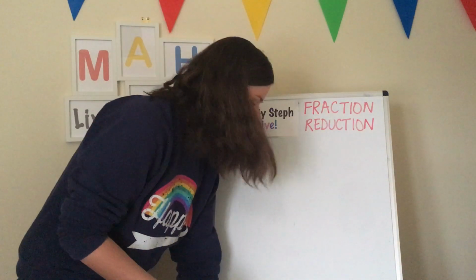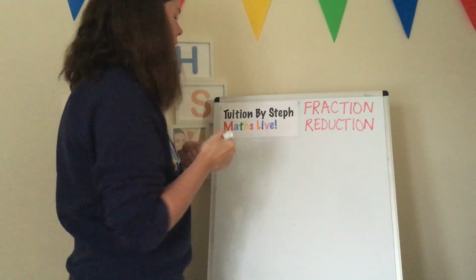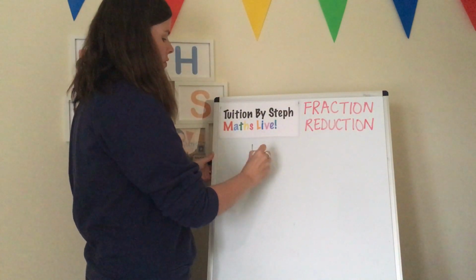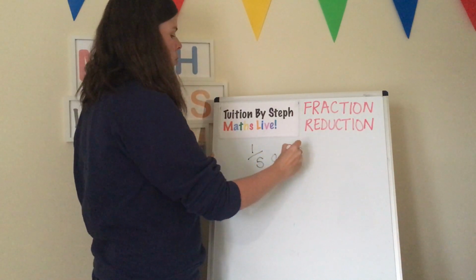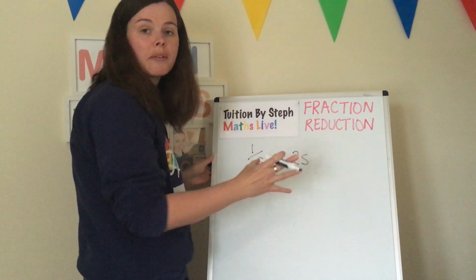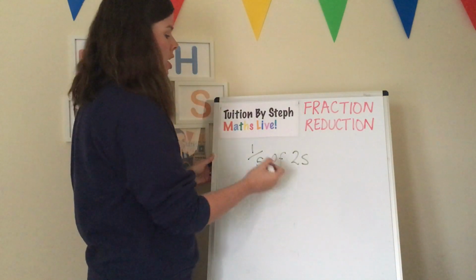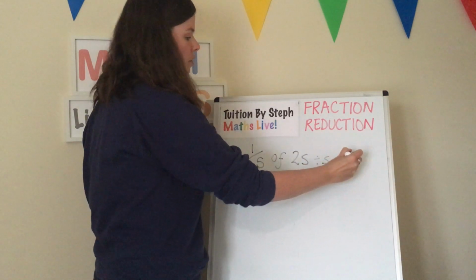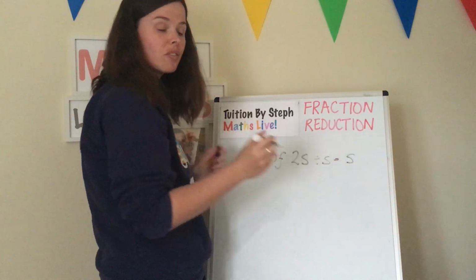So for example, let's go back to what we know about fractions of numbers. If you are asked what 1/5 of an amount is, so for example, what's 1/5 of 25? That means you're splitting 25 into 5 parts, because you're dividing by the denominator. So 25 divided by 5 is 5.